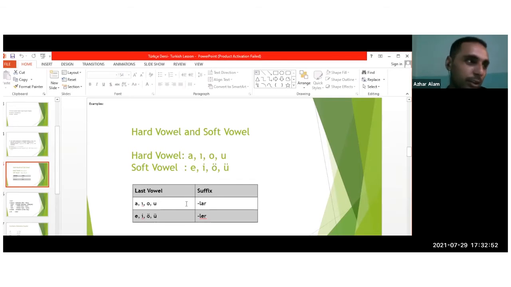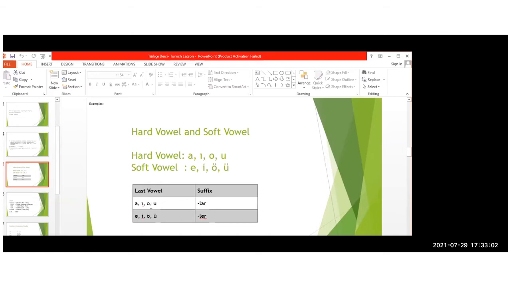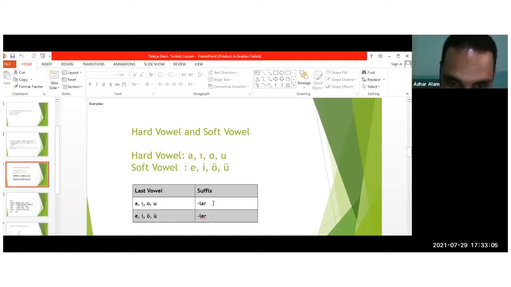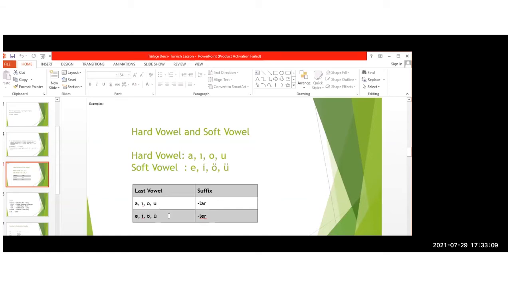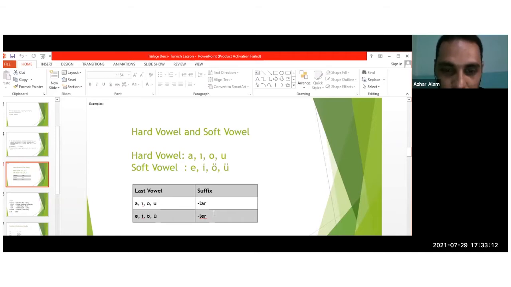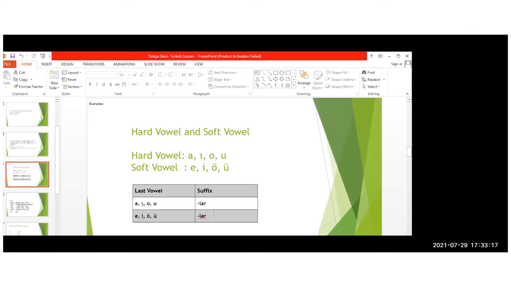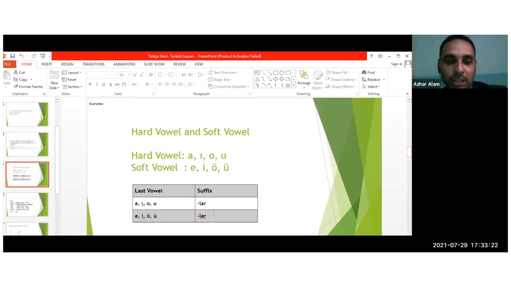So, if we want to make any word plural in Turkish, we just add two suffixes. In case of a hard vowel, we use LAR, meaning lar. In case of a soft vowel, we use LER. Here, I will show you how we will make plural, and you will be easily making this.